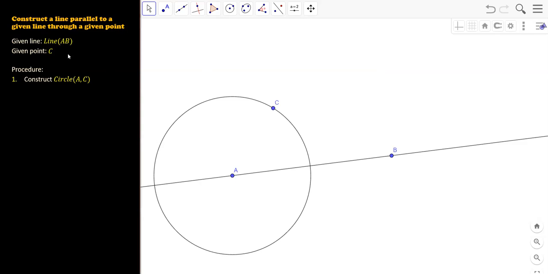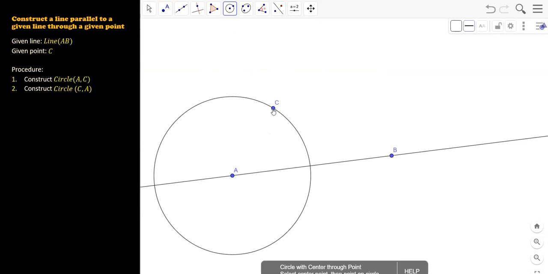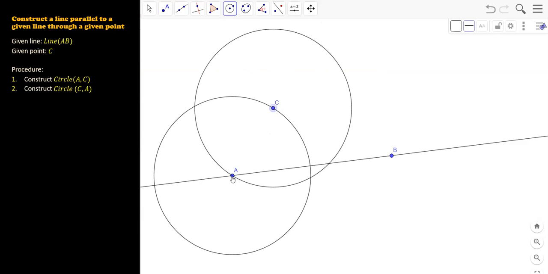Okay, so now we also want to construct circle CA. So again, with this notation, hopefully you're getting the hang of it already. The center is at C, and the edge of this circle is at A. All right, so center's at C, edge is at A. And I'll make this circle a different color here. So let's make it blue. All right, so we've got a black circle centered at A, and we've got a blue circle centered at C.